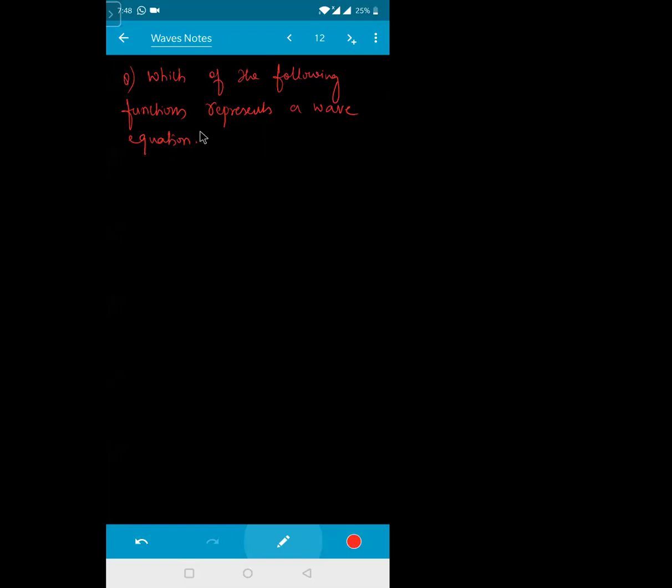Okay now? Chalo. Which of the following functions represents a wave equation? First option is y is equal to (x minus vt) whole square. Second one is y is equal to x square plus v square into t square. Third one is y is equal to log of (vt plus x). And option D is y is equal to x square minus v square into t square.